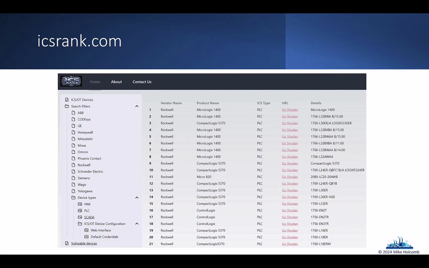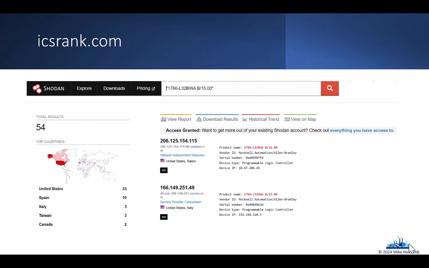And the idea is that you can actually go to ICSRank, and we'll try it here in a sec. You can see on the left-hand side, we have all these vendors and then all the different types of OT assets. And then they get even more detailed and more specific. If you have a specific model that you're looking for, you can click on the link and it'll just take you to Shodan and run that query for you. Like in this example, you can find that one specific type of, I think this is a Rockwell asset.